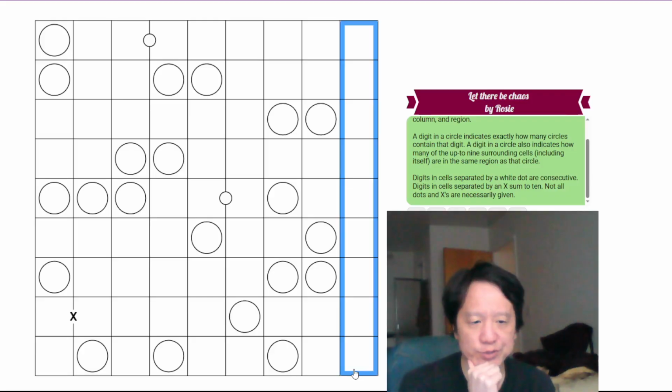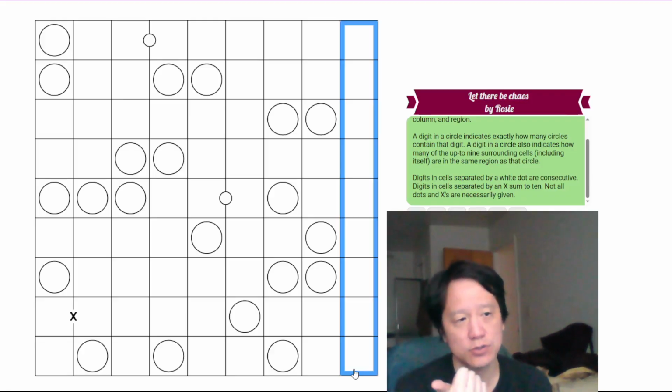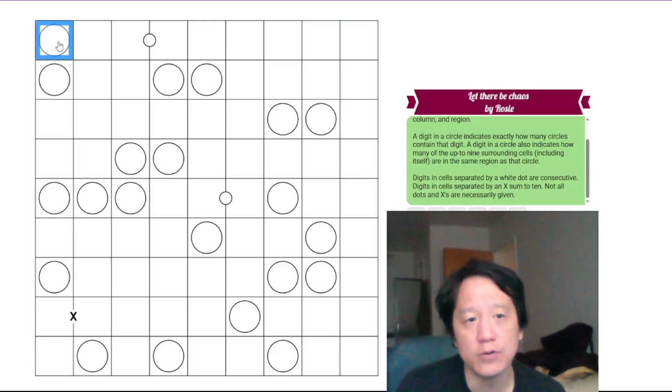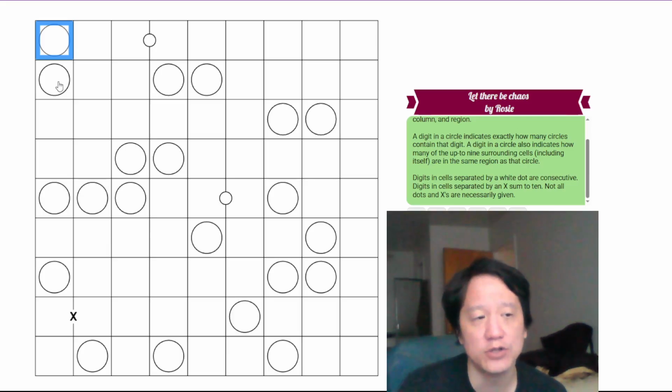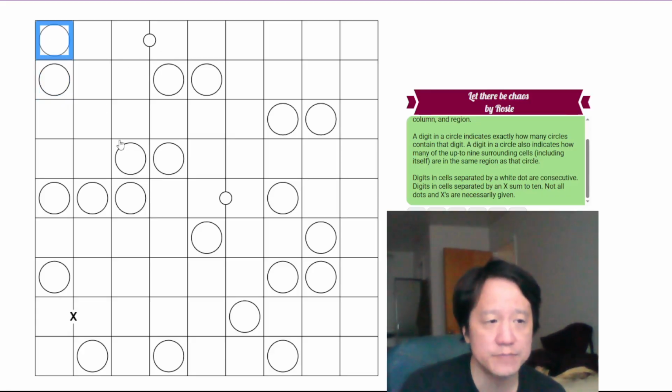Oh, that's even more interesting. You can't have 1 in a circle. Because if you had 1 in a circle, the problem is that we know all the regions are orthogonally connected. And if you have a 1 in a circle, it's saying that none of the cells surrounding it can be of the same region.